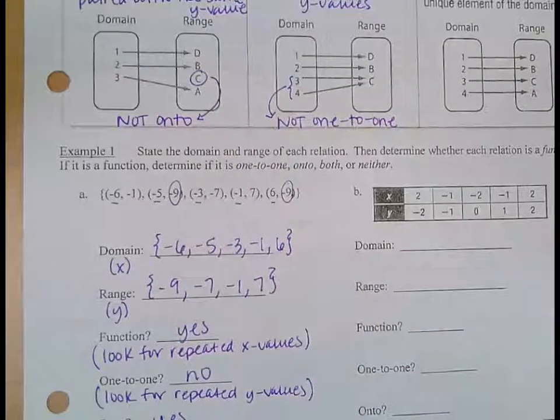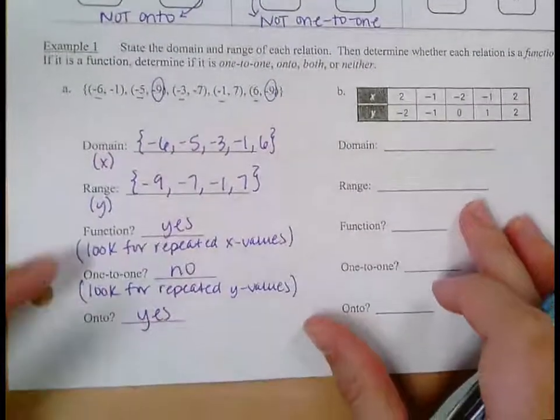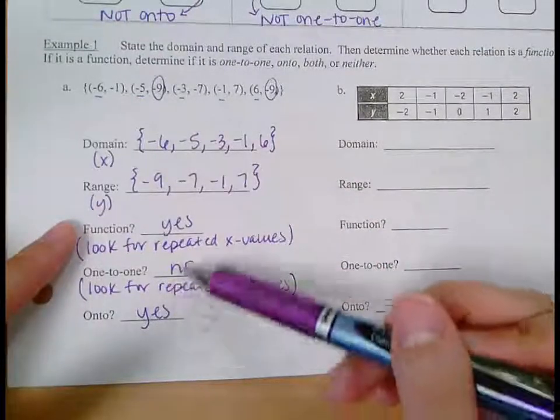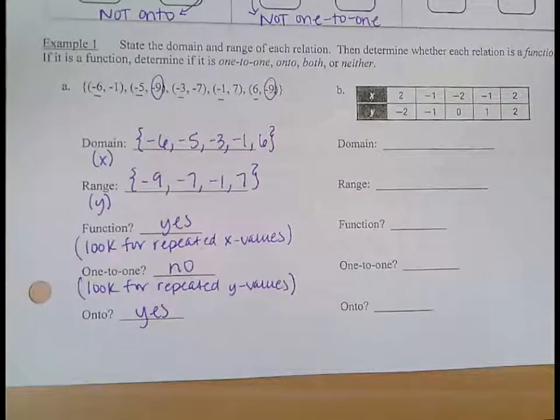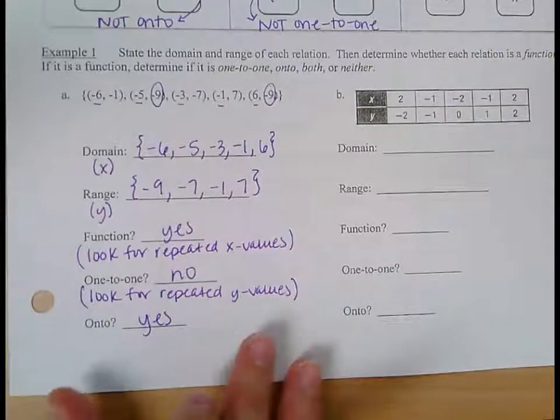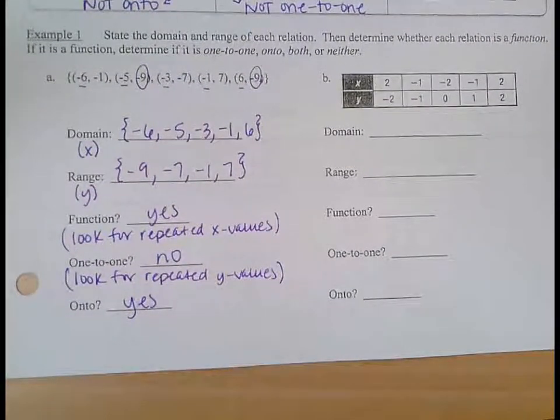That's really the only time that would be no, unless, of course, if it's not a function, then it's not either one-to-one or onto either. But onto always seems kind of like a trick question. It's not meant to be, but most of the time it's yes. So are there questions on example A?